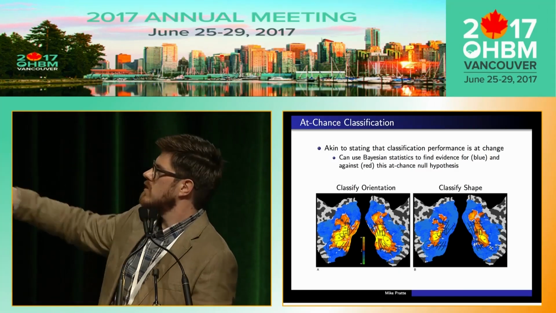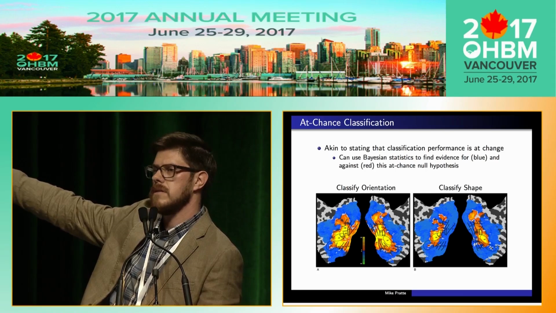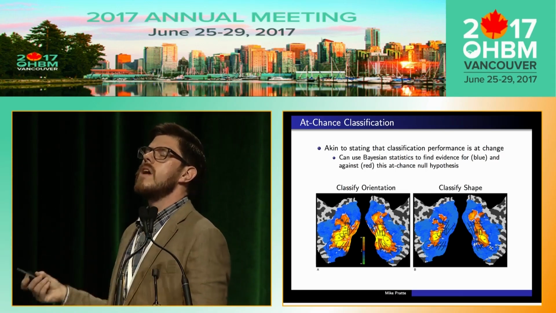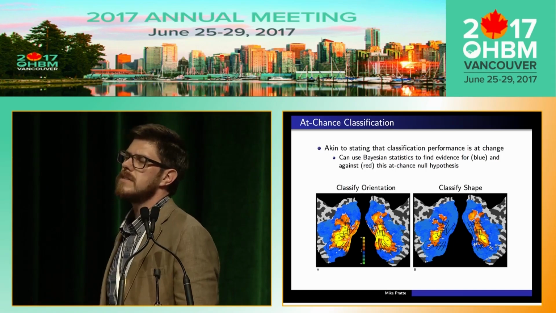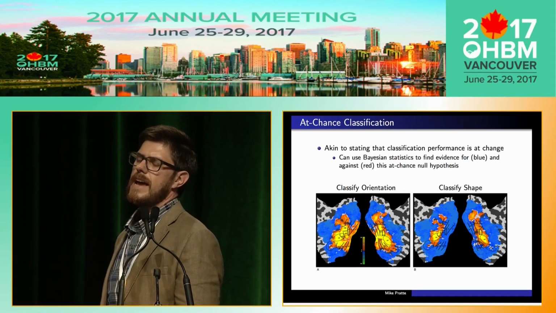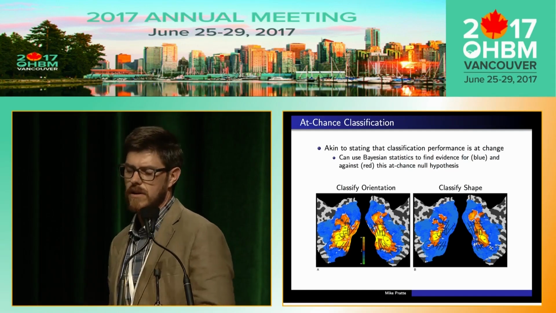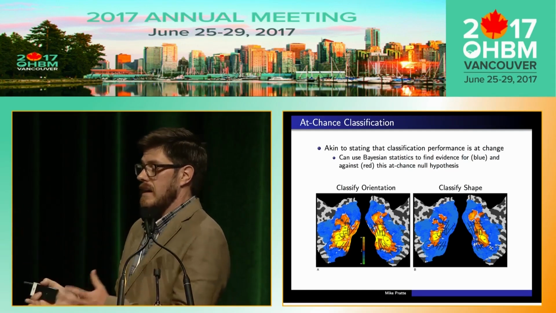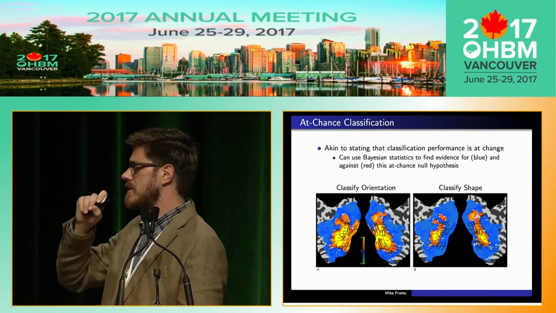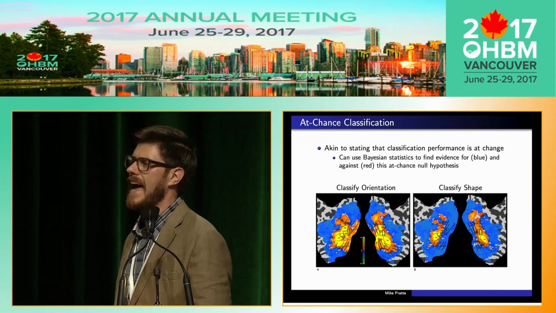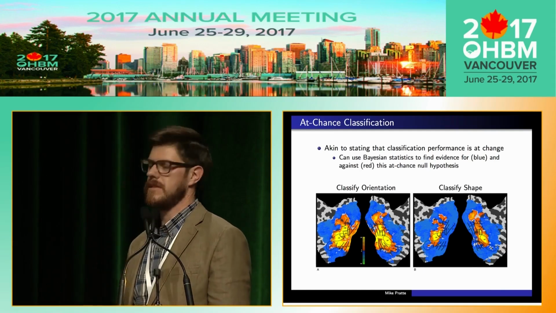So in these images, there's orange and red, and then there's blue, and then there's nothing, no colors on the cortex. What I did here is pass my classification accuracy through a Bayesian hypothesis test. And what Bayesian hypothesis tests allow you to do is reject the null, like in the orange regions, and say, yeah, I can decode shape here, or accept it. So all the blue areas are significantly at chance.